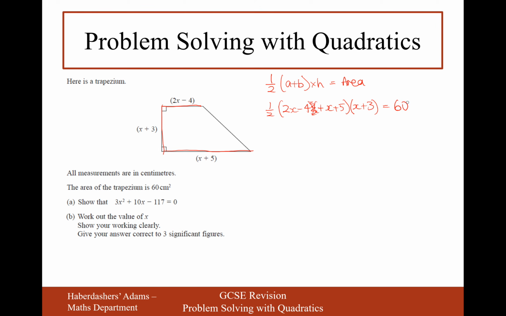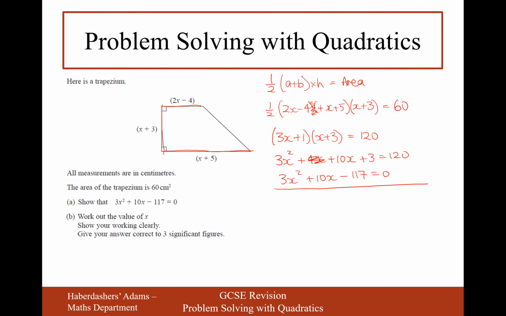So the first thing I'll do is double both sides to get rid of the half and simplify the addition bracket. So it's going to be 3x plus 1, times x plus 3, equals 120. Open up the brackets on the left hand side, so 3x squared, plus 3 plus 1, so that would be plus 4x. No, sorry, hold on. 9 plus 1, that's 10. And then it's going to be plus 3 equals 120. So therefore 3x squared plus 10x, and then minus 117 equals 0. Perfect, good, that's what we're looking to solve.